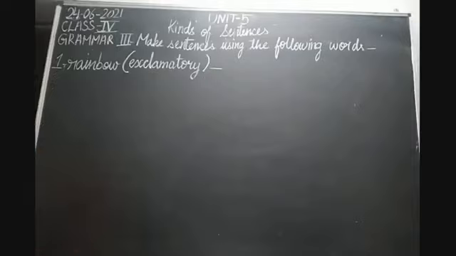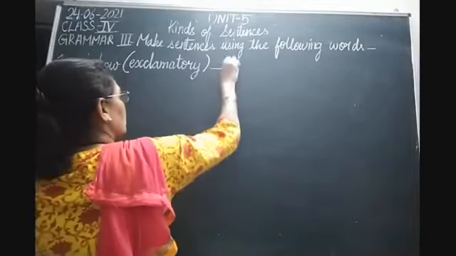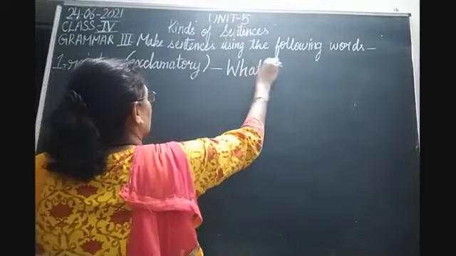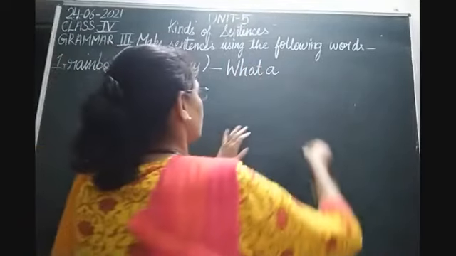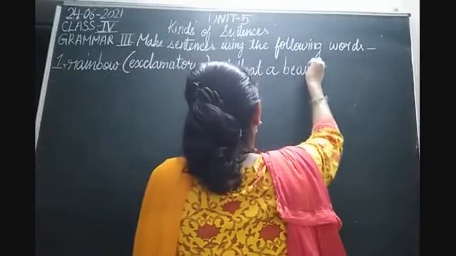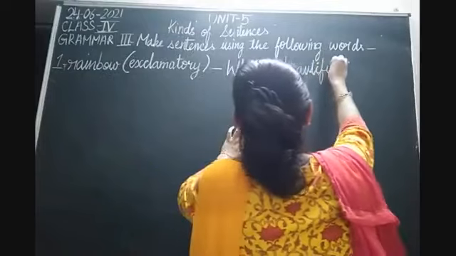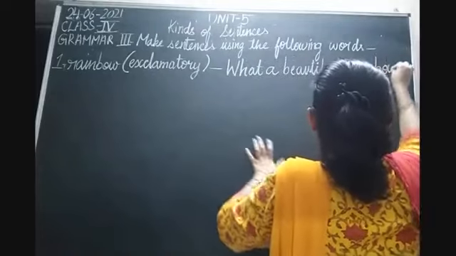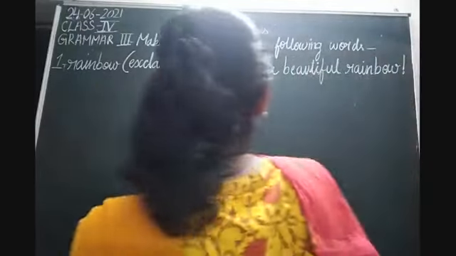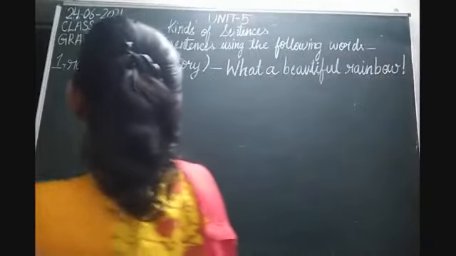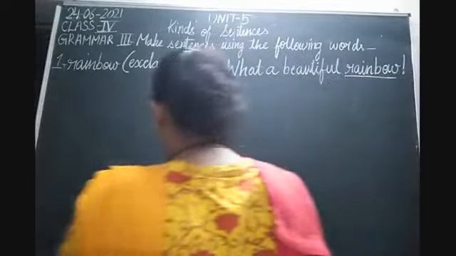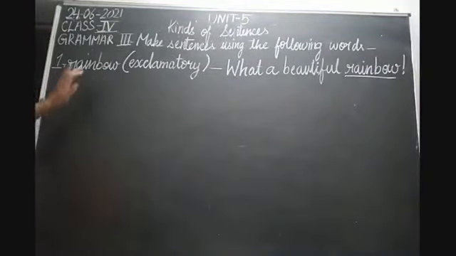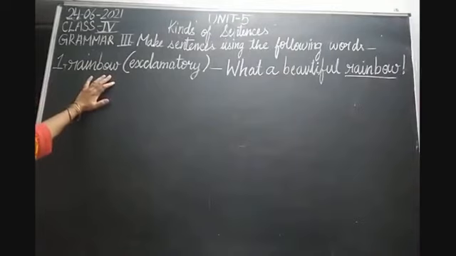Fine. So हमें rainbow पे exclamatory sentence बनाना है. So my first sentence will be, what a beautiful rainbow. At the end, what have I put? I've put an exclamation mark. So this is an exclamatory sentence. And all of you can see the word rainbow. So on rainbow, our sentence is, what a beautiful rainbow. Exclamation mark at the end. Fine.